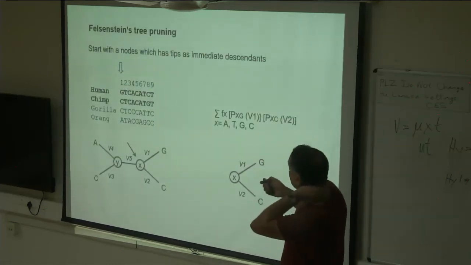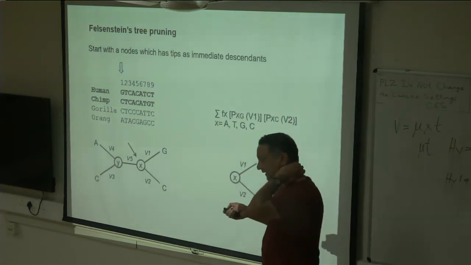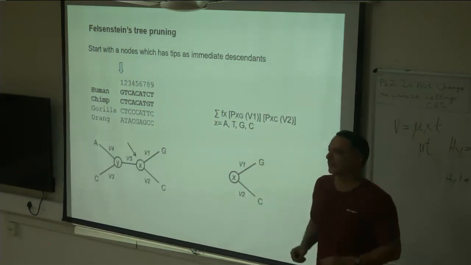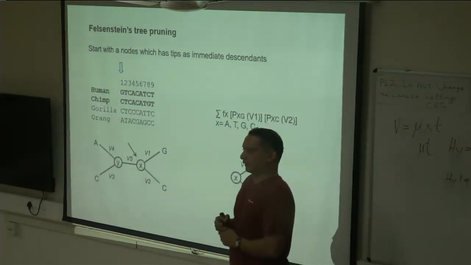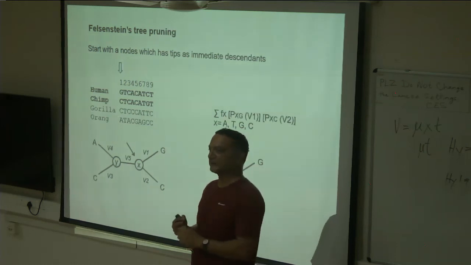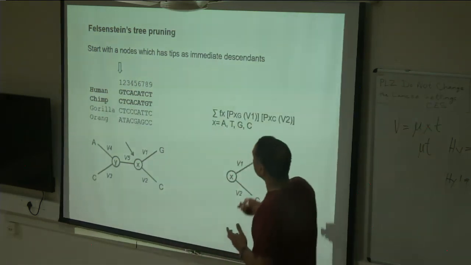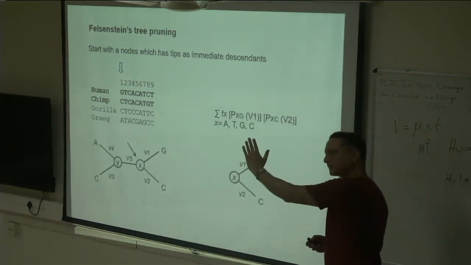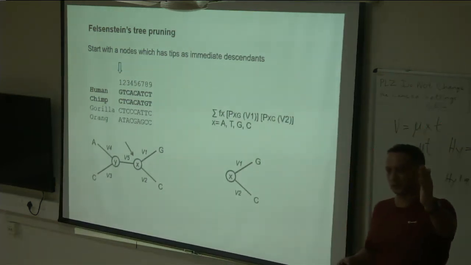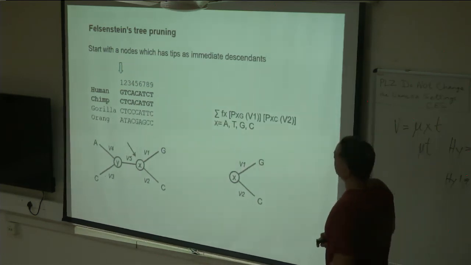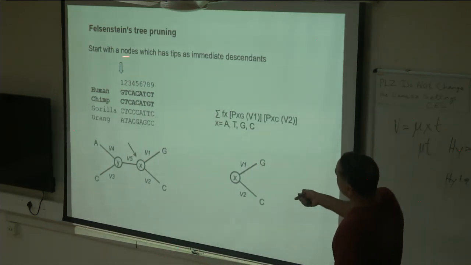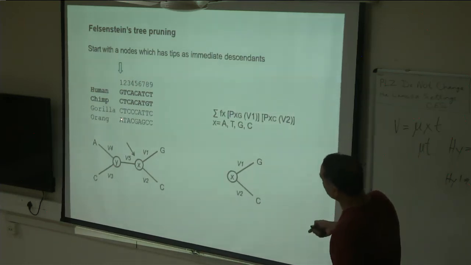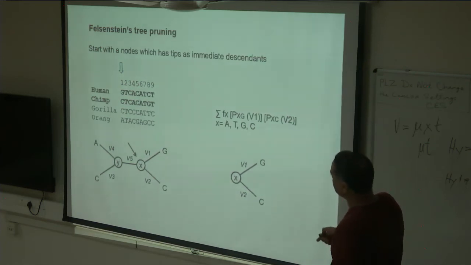So what Joseph Felsenstein did was he was one of the first people to introduce likelihood in phylogenetics. He came up with a very simple solution called tree pruning. He said, instead of going from the root to the tips, let's go from the tips to the root. So start from the tips and then go to the root. Once again, you have this tree here.